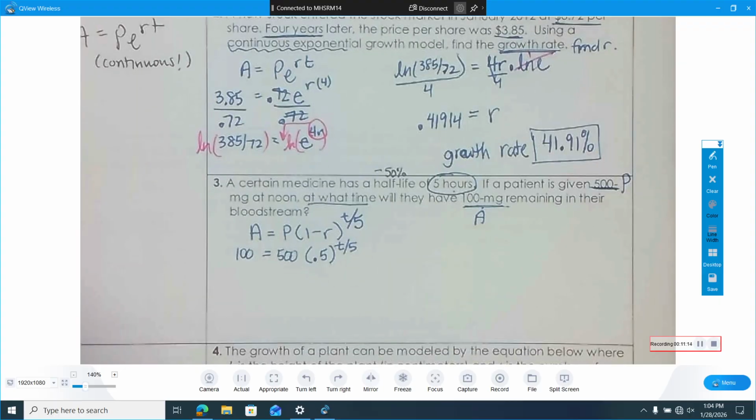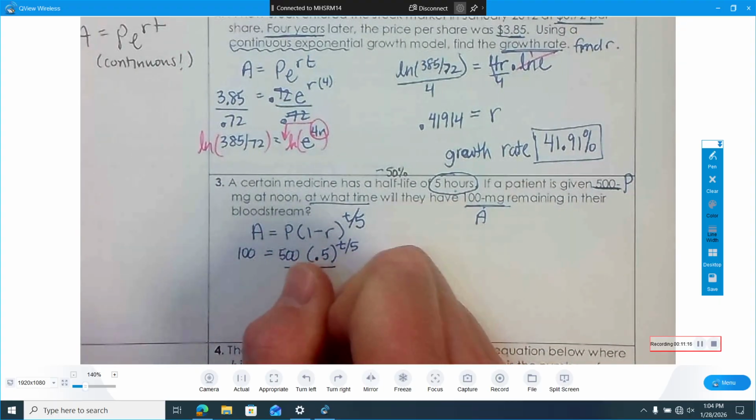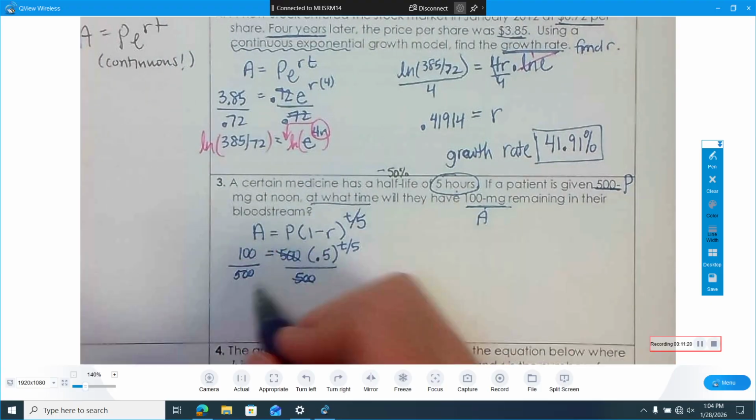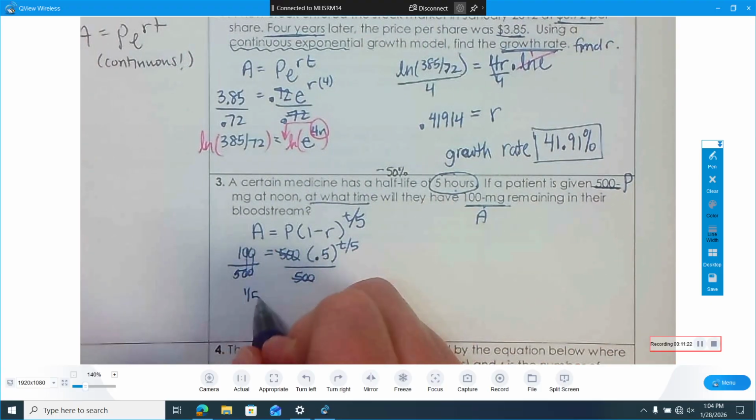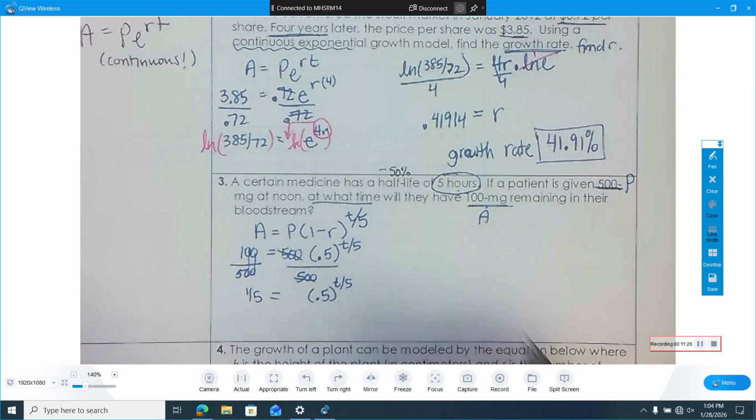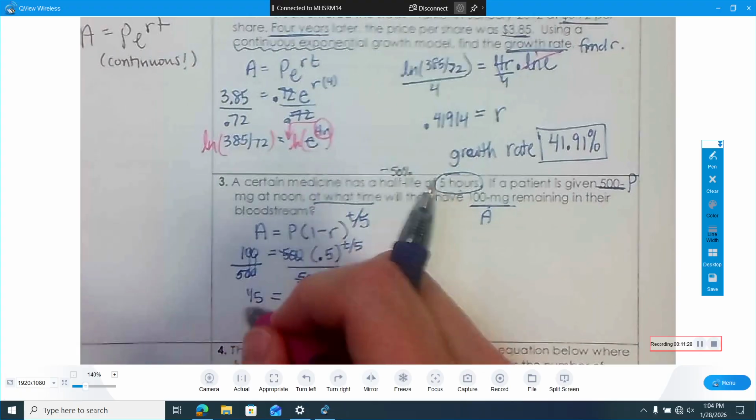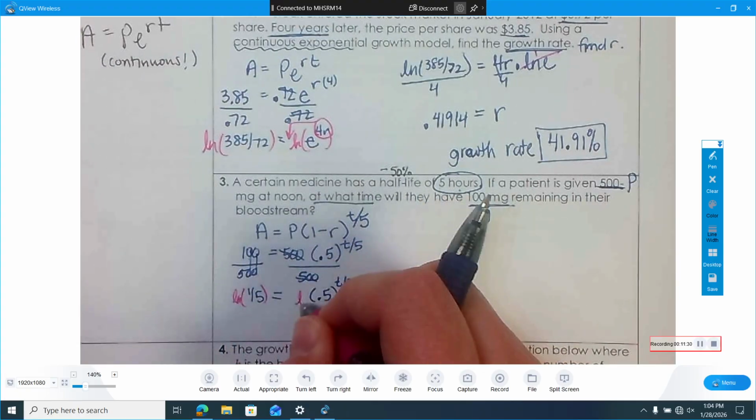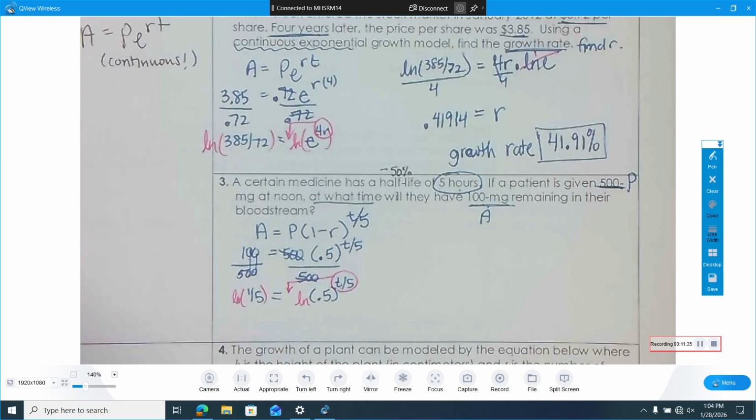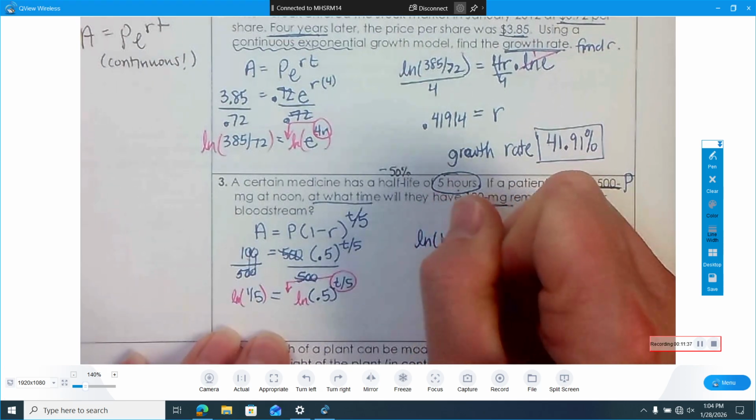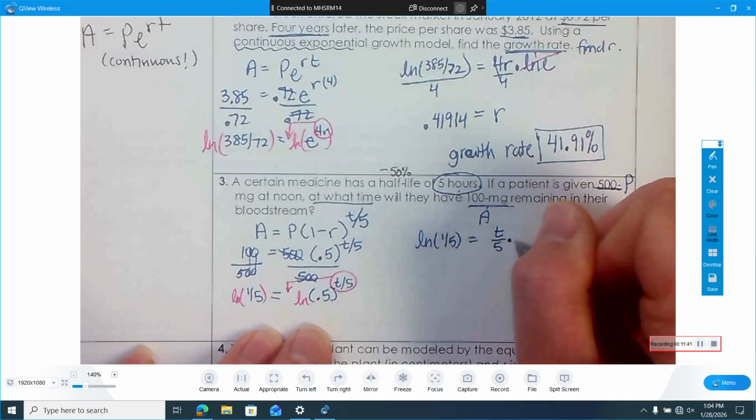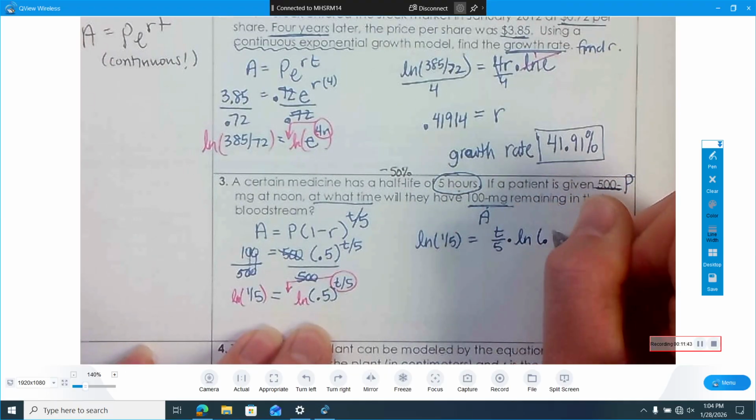What should we do first to solve for T? Divide by 500. The zeros cross out, so we get 1/5 equals 0.5 to the T over 5. Natural log, both sides, good. That's going to allow my power to drop down. And so I have the natural log of 1/5 equals T divided by 5 times the natural log of 0.5.